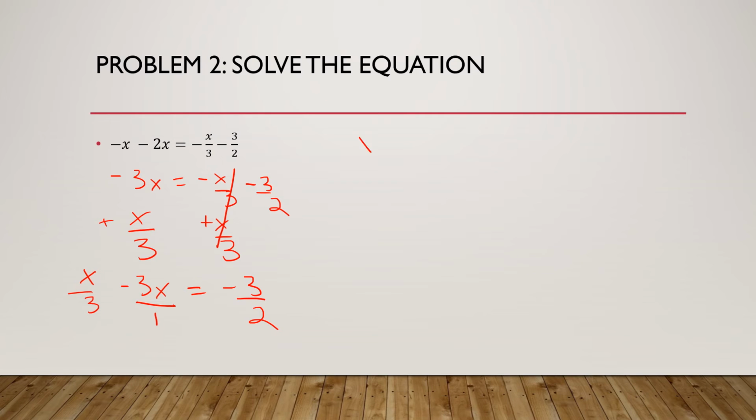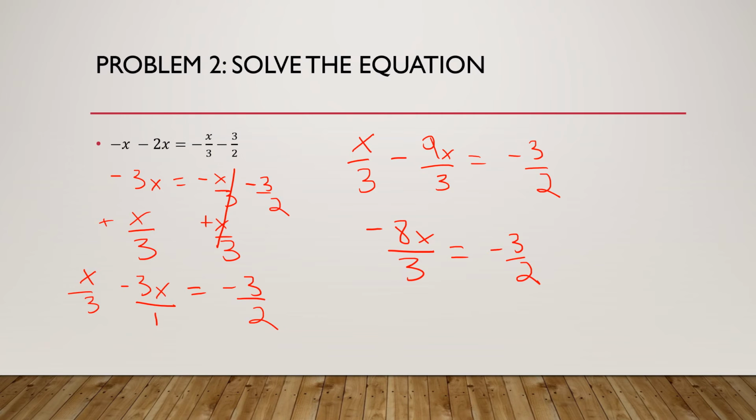So if we do that, x over 3 minus 3 times 3 is 9x, and 3 times 1 is 3, equals negative 3 over 2, okay? So x minus 9x, that's going to give us negative 8x over 3 equals negative 3 over 2.